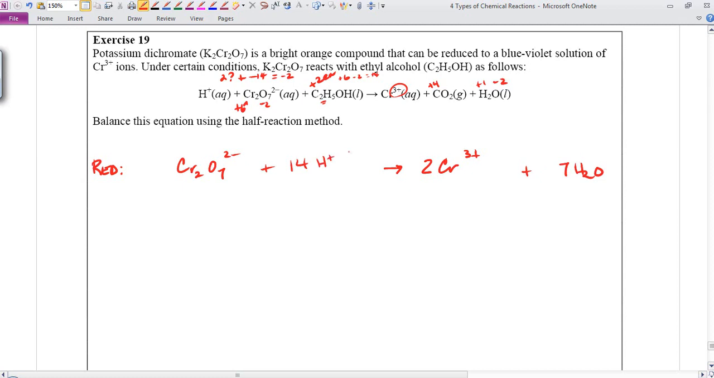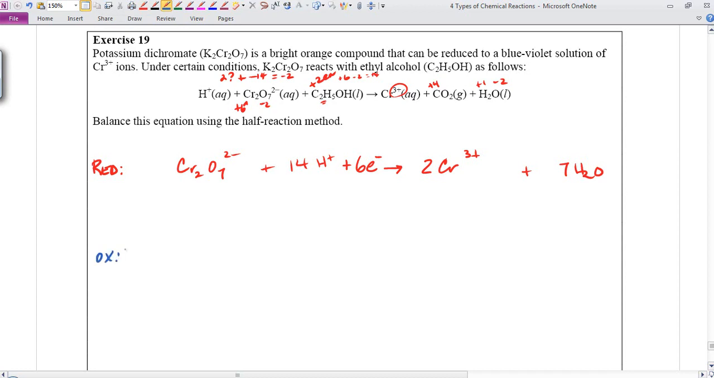H plus is over here. Now, what's the total charge on the left? 14 pluses and a minus 2 is a plus 12. And on the right, I have a plus 6. So I've got to reduce that plus 12 down to plus 6 by adding 6 electrons. I'm just following the rules in order, not getting creative. Let's see what's going on with the oxidized half.